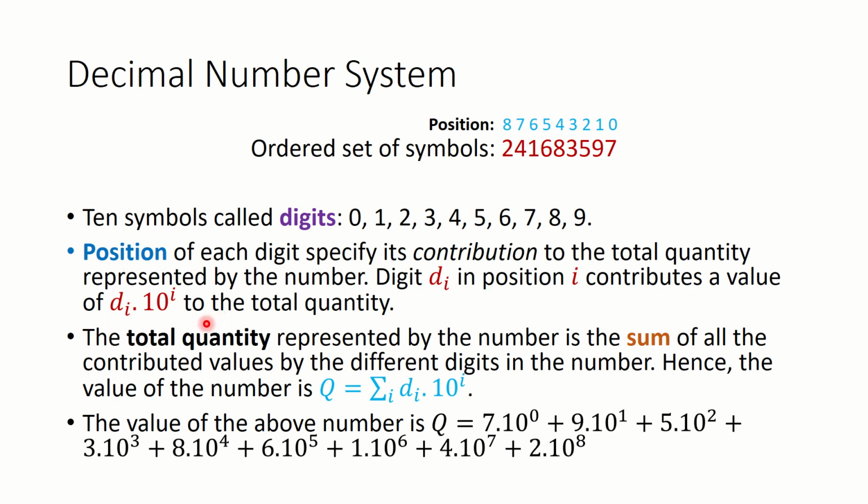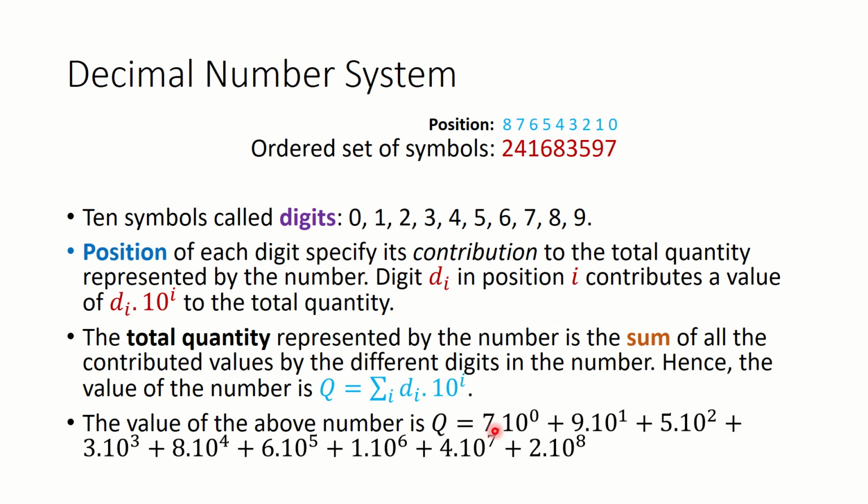Now, what is the total quantity represented by any number? Of course, it would be the summation of the individual contributions of all these symbols placed at particular positions. That is all. So the total quantity is basically the summation of di times 10 to the power of i. You move from one position to another, starting from the 0th position, see what the digit is there, and write this term.